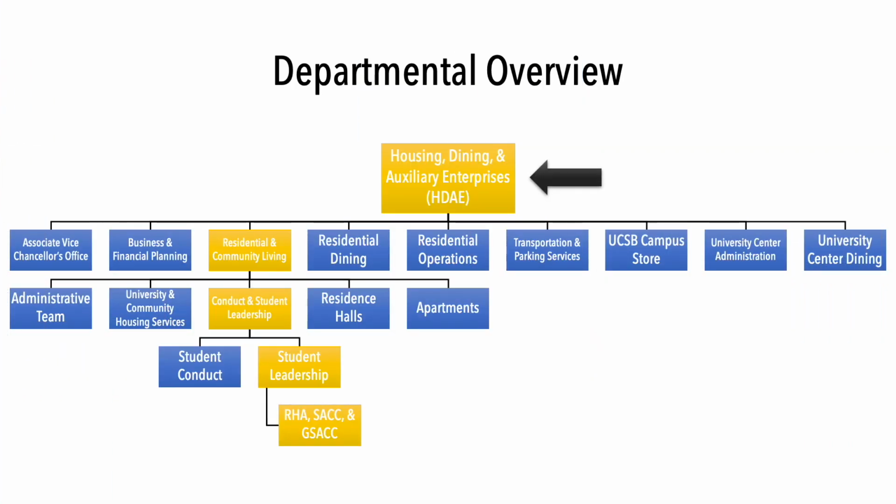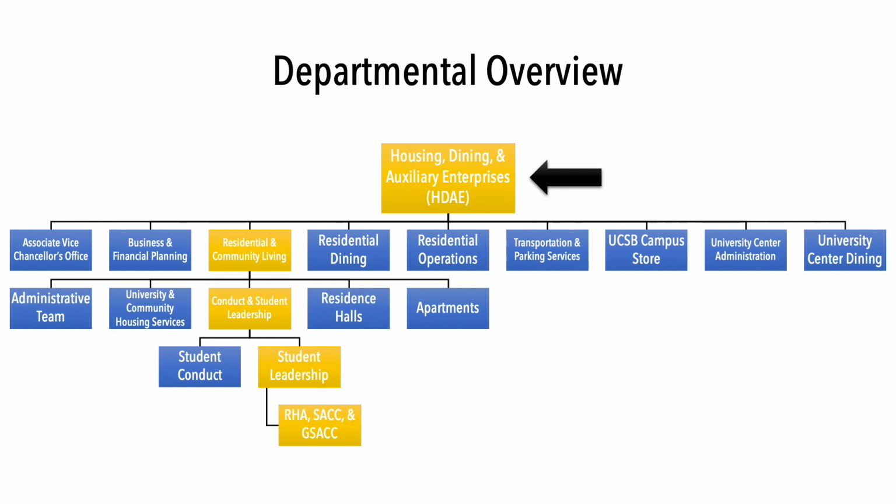RHA is housed in the Housing, Dining, and Auxiliary Enterprises, or HDAE, division of UCSB. HDAE provides housing and associated residential life services for UCSB's undergraduate, graduate, and faculty populations. There are several departments within HDAE, and you can pause the video here to review them.